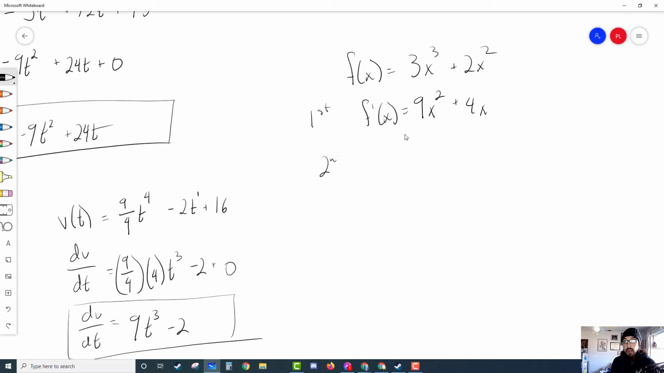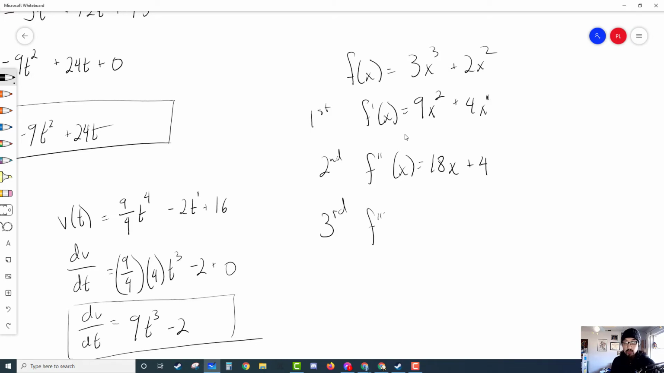If I want to do another derivative, f double prime of x is equal to 2 times 9, which is 18x, 2 minus 1 is 1, and x to the first power is just x. Plus here, remember, there's secretly a 1 there. 1 times 4 is 4, and 1 minus 1 gives us 0, and any variable to the 0th power gives us 1, so this is secretly 4 times 1, and I'm just going to leave that as a 4. So this will be our second derivative, and we're going to do it one more time.